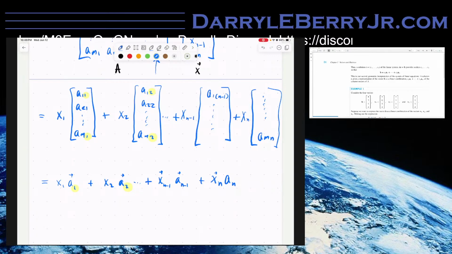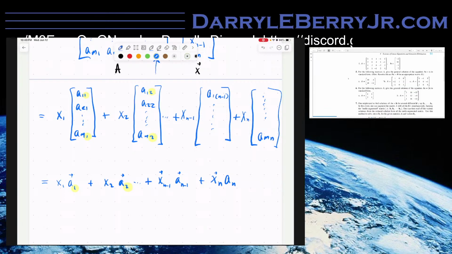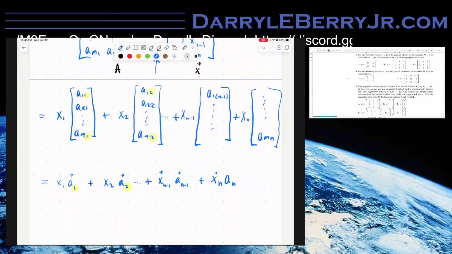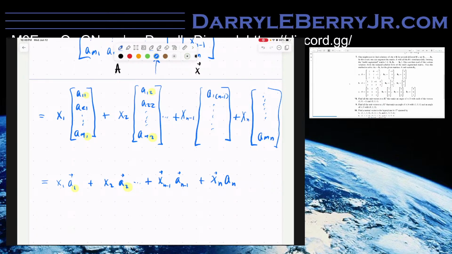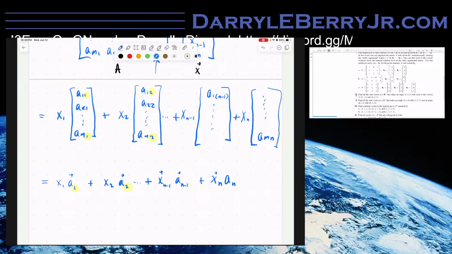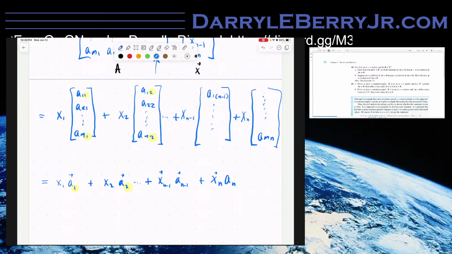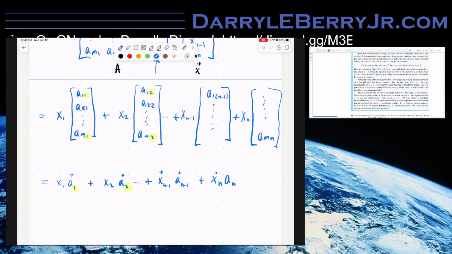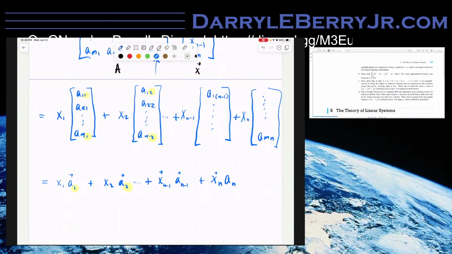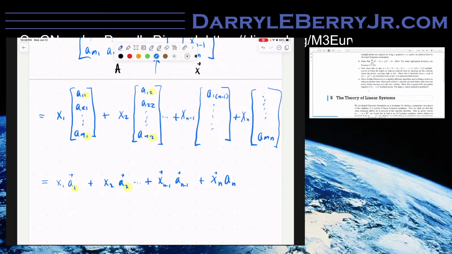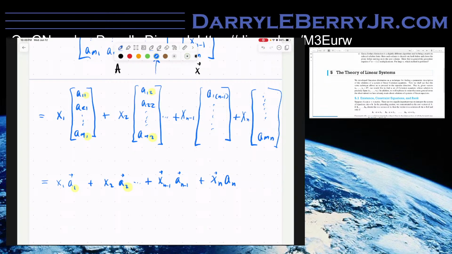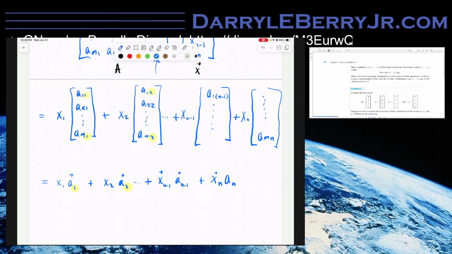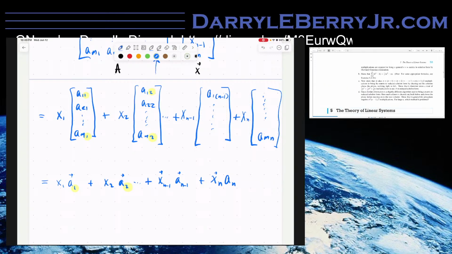So I definitely did some part of this homework already, but this topic is new to me. What do they call it again? I don't remember the name of it. The theory of linear systems. It was at the bottom of this page.